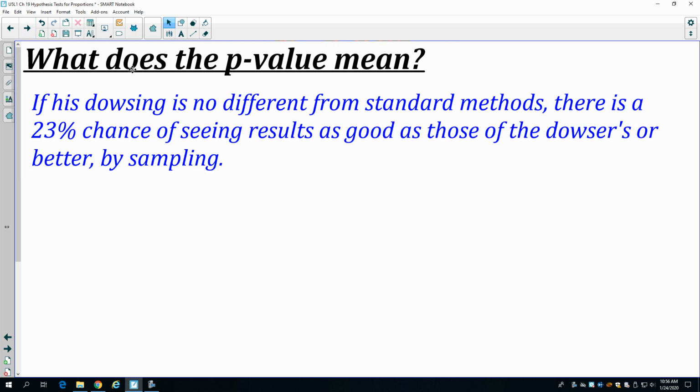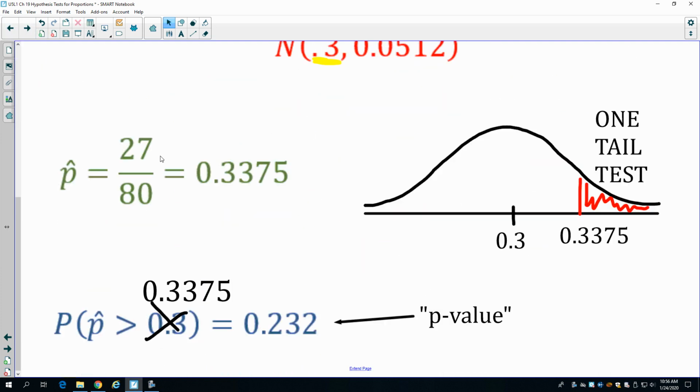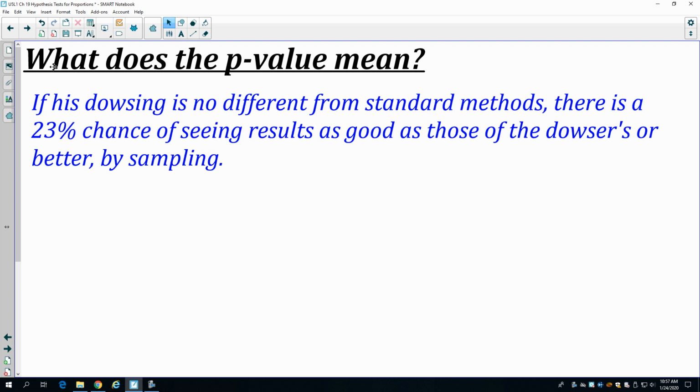So this p-value is a probability. It was 0.232, so approximately 23.2%. That means that 23.2% of the time, if we took a sample of 80 wells, we would expect to see the result that we got, or a result that's more extreme. More extreme in this case means more wells that are 100 feet or less, so a larger proportion.